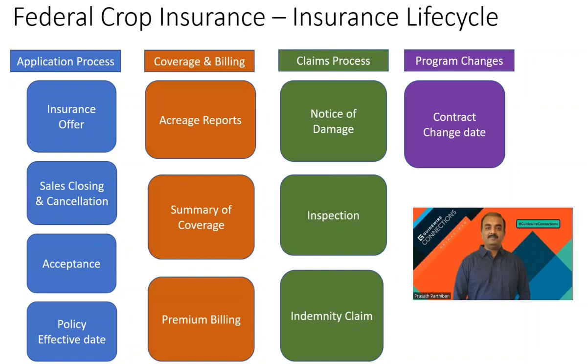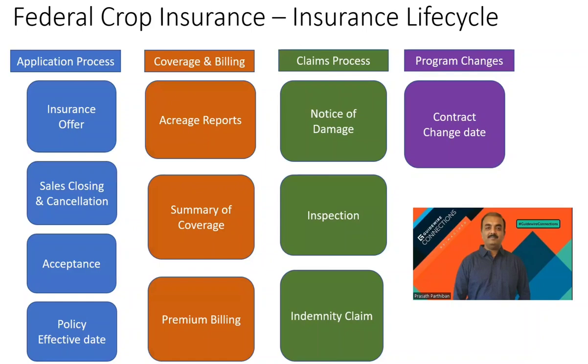And also the premium billing. The way premium works is the moment the crops are planted, the entire premium is earned. When I say the entire premium is earned, the insurance company gets the premium into their bucket. Even if you cancel, you cannot cancel for that particular year. You can cancel only for the following year. Now, we're done with the application process, and we are done with coverage and billing.